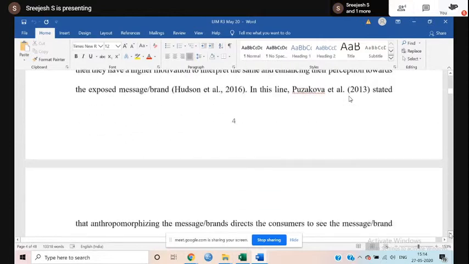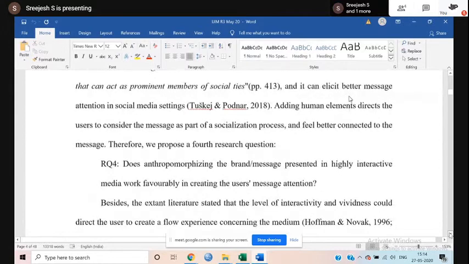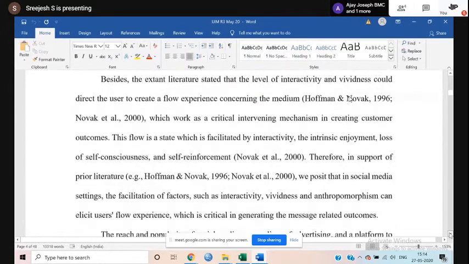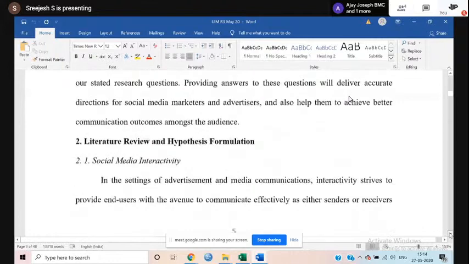Now, in my case, I had around four different options. The second section I started this way: it's called literature review and hypothesis formulation, because most journals have page restrictions. I can't give a very elaborate literature review, so I decided to club my literature review together with hypothesis formulation and made it a single section.